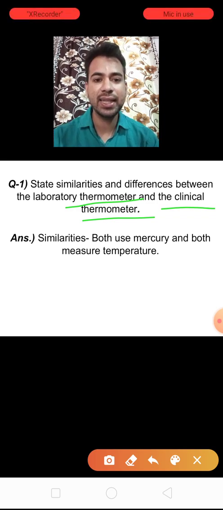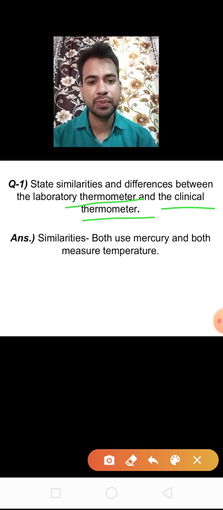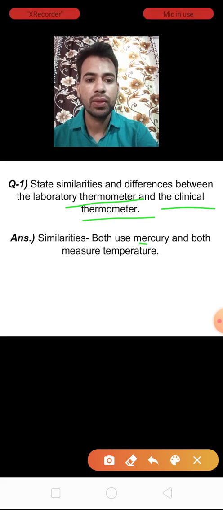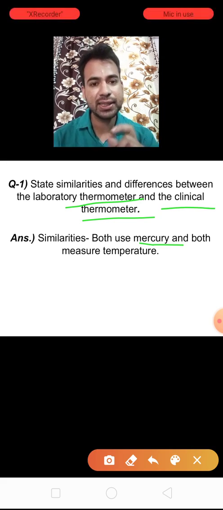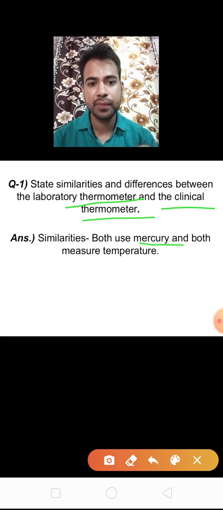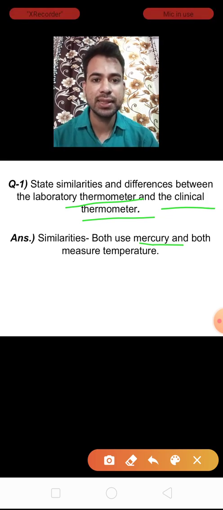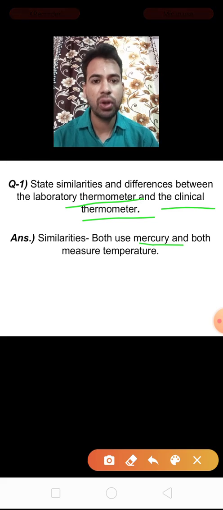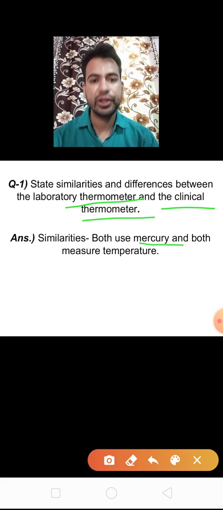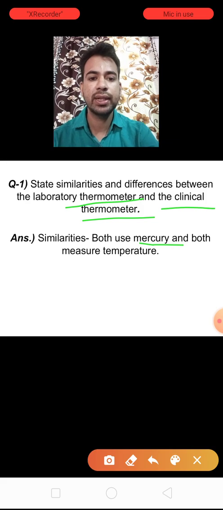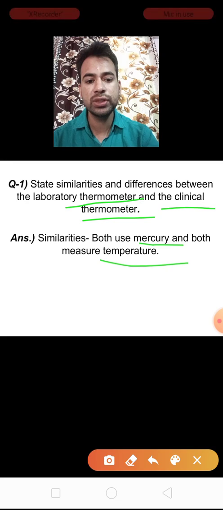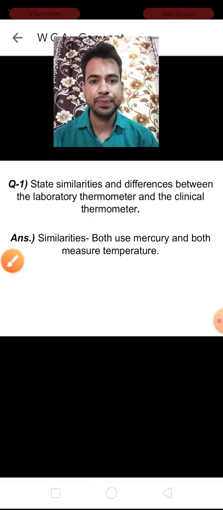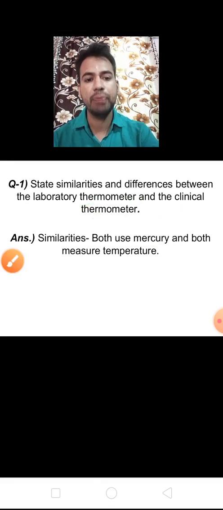The similarity is that in both thermometers, mercury runs in the capillary tube. That is one similarity: in both thermometers mercury is found. The second similarity is that both thermometers are used to measure temperature. So these are the two similarities between the clinical and laboratory thermometer.